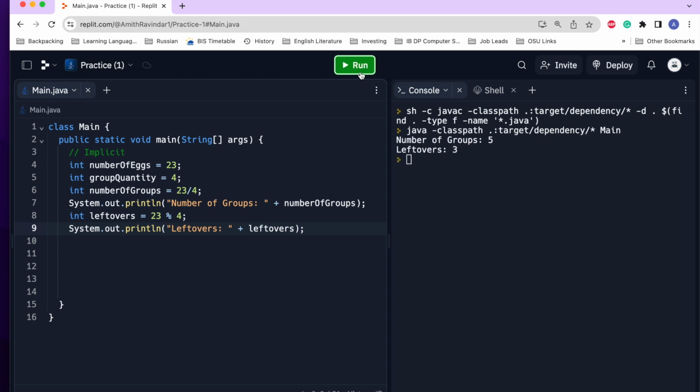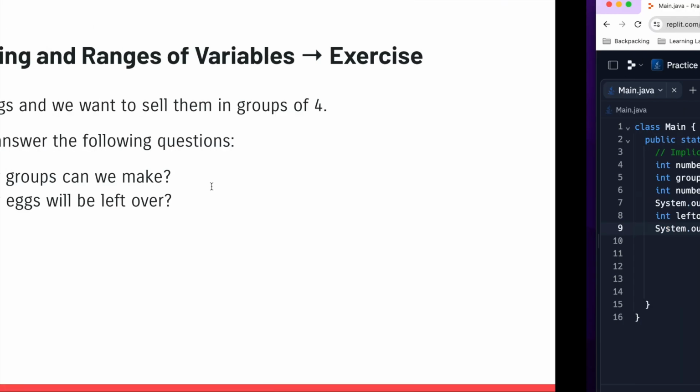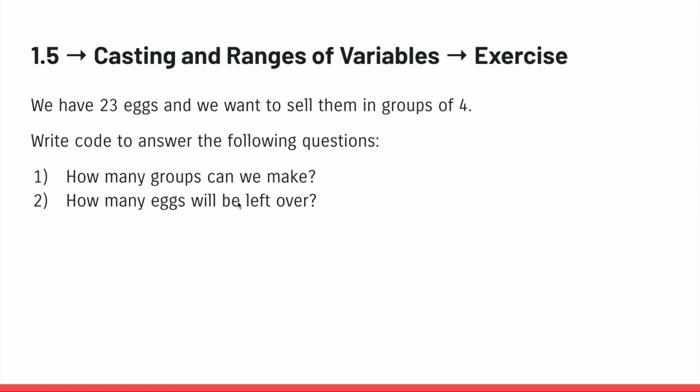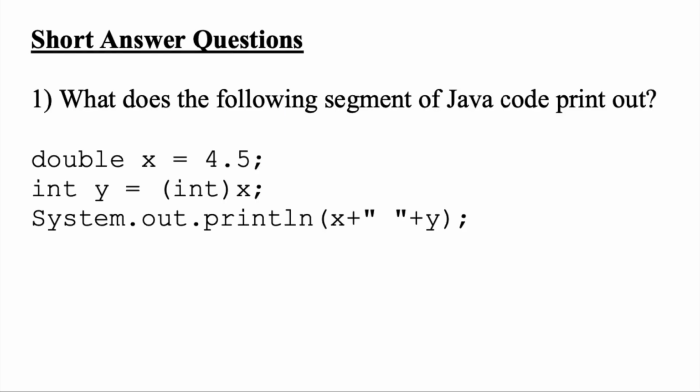Cool. So we've got 3 eggs left over, and we have 5 groups of 4 eggs. So that's a pretty simple problem solved using some of the concepts that we went over earlier on. We made use of implicit casting. We also used the modulo operator, which is probably slightly different from some of the other operators that you may have seen in math class or you're already familiar with. Here is a short answer question.